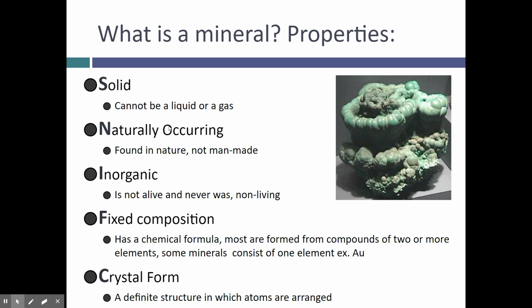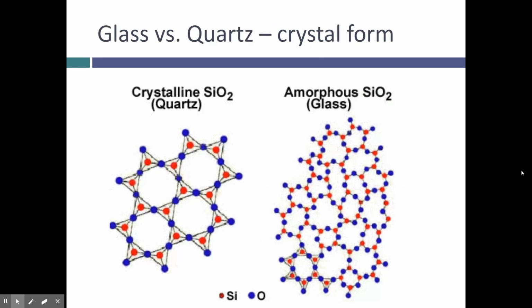So again, solid, naturally occurring, inorganic, fixed composition, and crystal form. Those are 5 things that you should probably write down. I always remember it with this random abbreviation, SNIFC, just to remember what a mineral is and what it isn't. Okay, so it's got to follow all 5 of those categories.